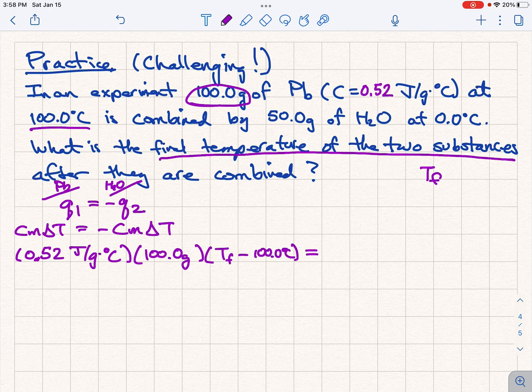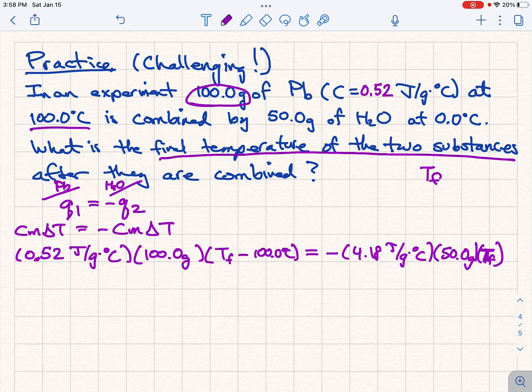Now we do the water side. So negative heat capacity of water. And by now you should be just used to 4.18 for water. And we've only got 50 grams of water. T final we don't know. That's a T final minus the initial temperature, which is 0. Oh, well, that was smart of me because that's going to make this next part a lot easier. Okay, so I'm just going to simplify this because T final minus 0 is just T final, right?